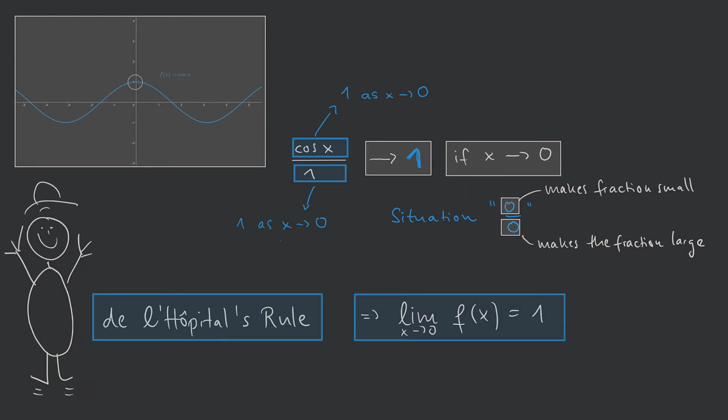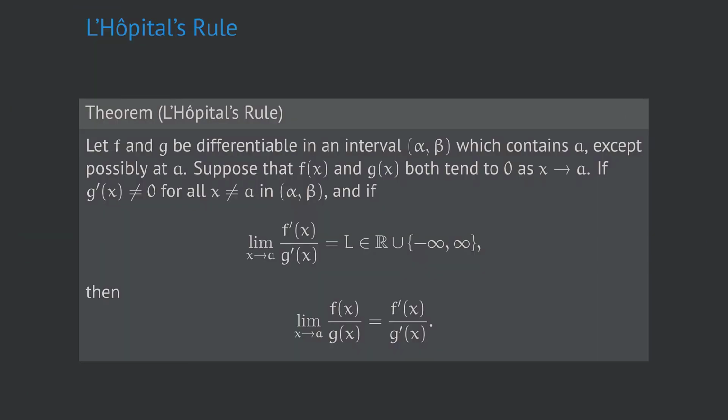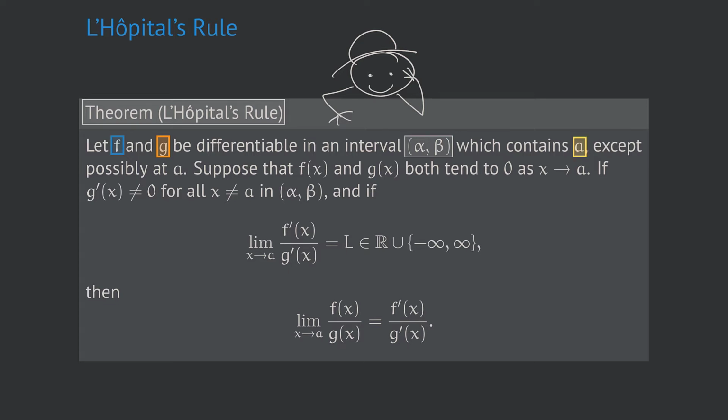Let us define l'Hôpital's rule in a precise mathematical way. l'Hôpital's rule is given by this theorem. Let the functions f and g be differentiable in an interval alpha beta, which contains a given point a. Now suppose that f of x and g of x both tend to 0 as x tends to a. That means we have just such a 0 over 0 situation which we came across in our example before.